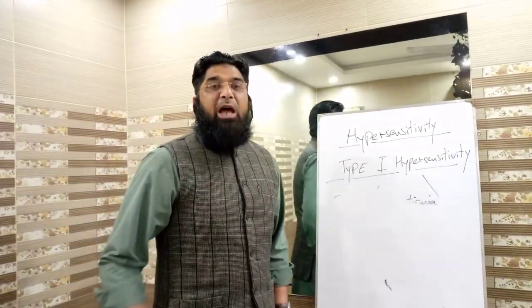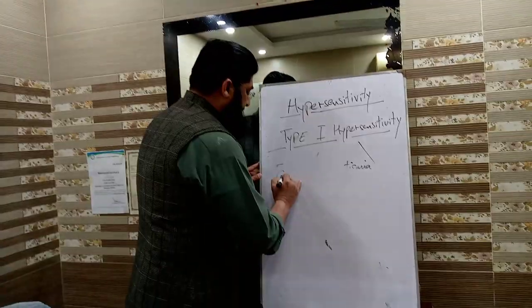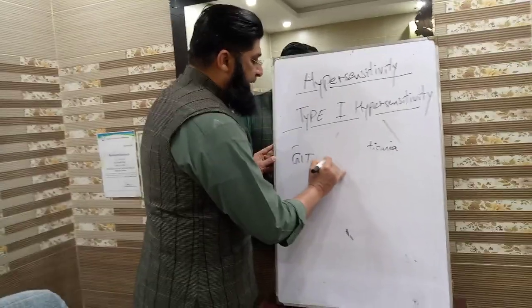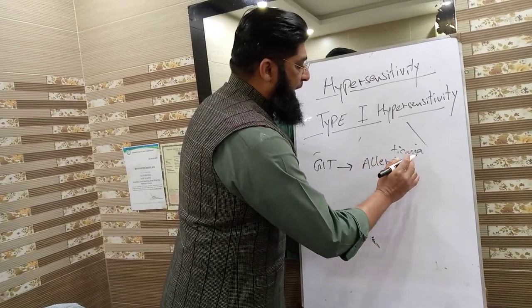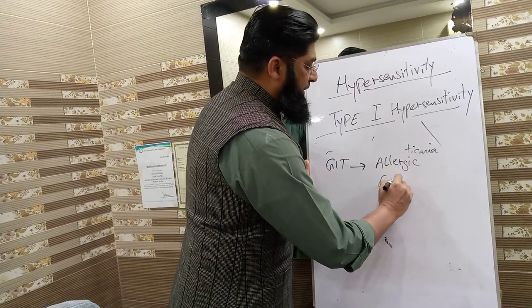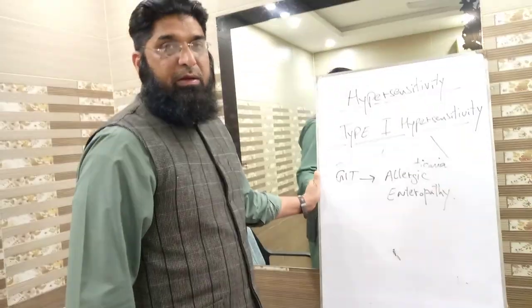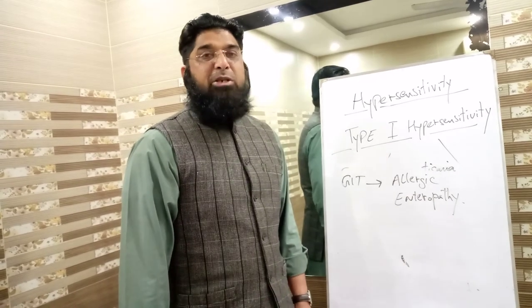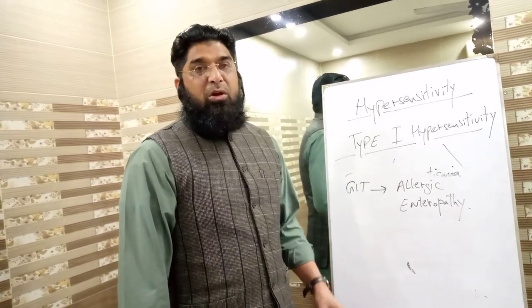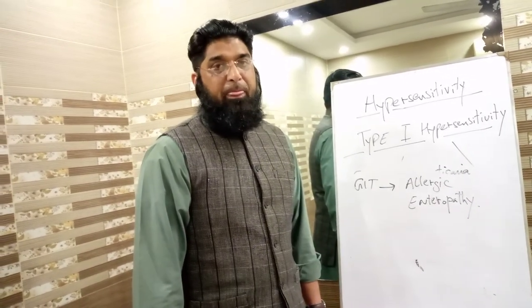Students, type 1 hypersensitivity reaction may involve the GIT system. And here it produces the symptoms of allergic enteropathy. This complicated term, in very simple words, means vomiting, diarrhea, and abdominal discomfort. Don't be afraid of this technical terminology.